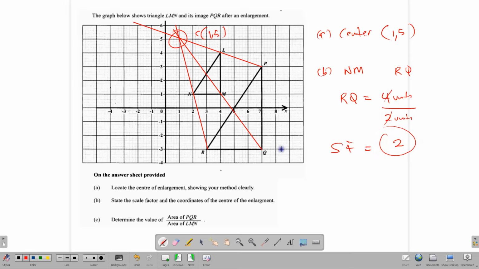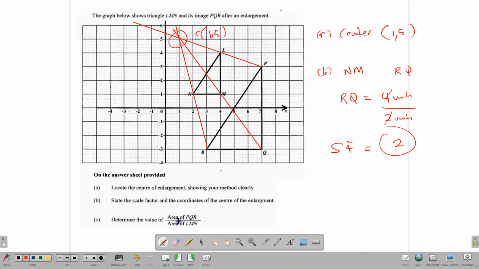You can try it with any two similar pairs of sides. So this side is 1, 2, 3. This side is 1, 2, 3, 4, 5, 6. So you divide the length of the image by the length of the object. Image divided by object, and you get the scale factor. Or you could say this side here is 1, 2, 3. What do I need to multiply 3 by to get 1, 2, 3, 4, 5, 6? Scale factor is 2.